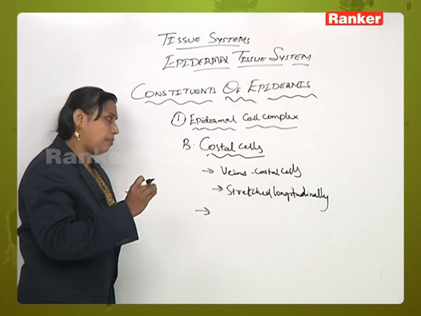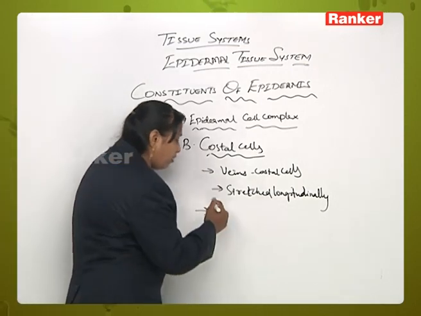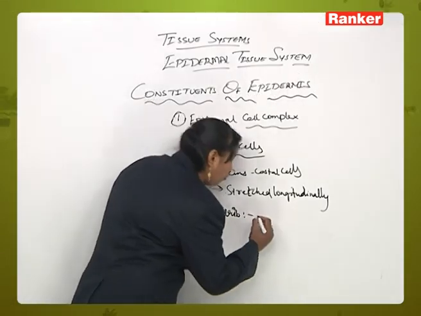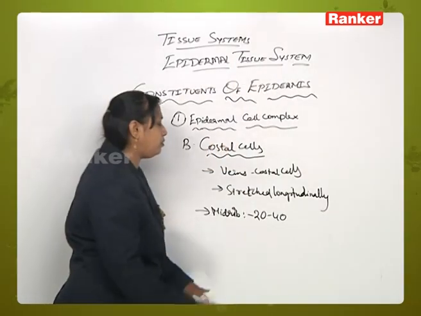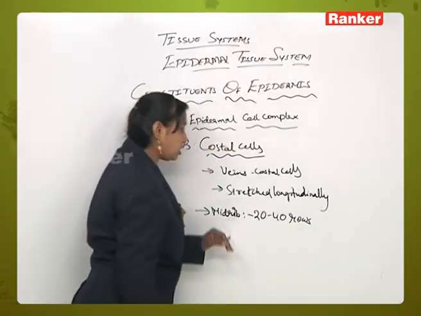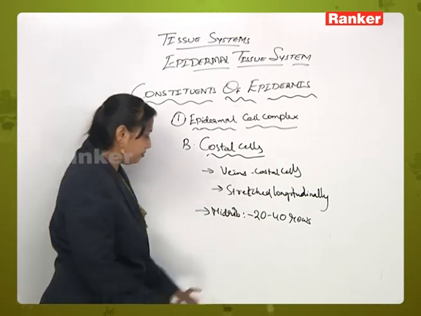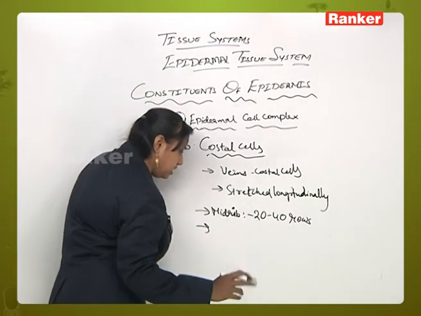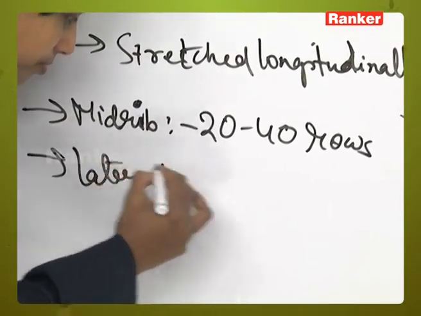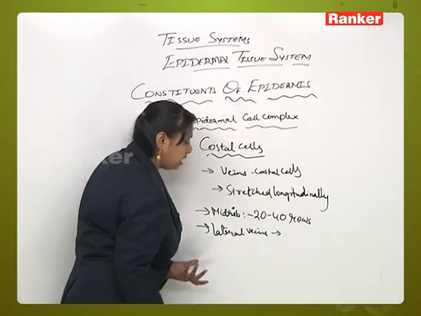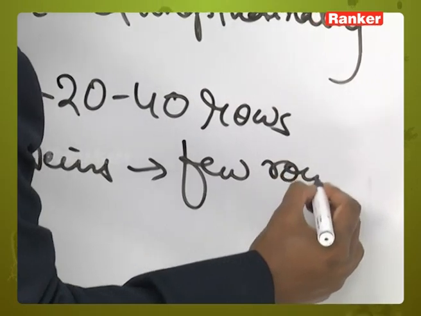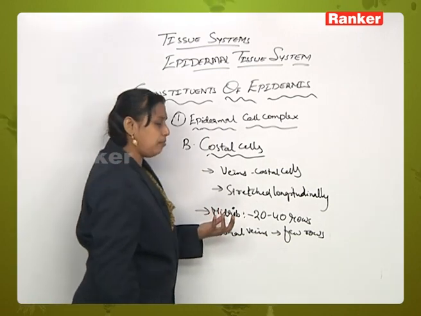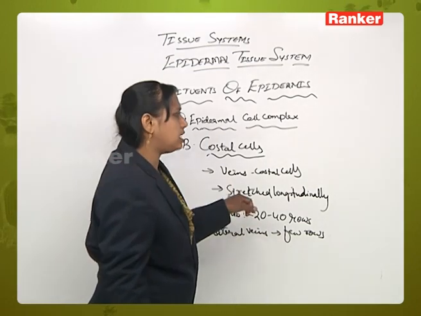If these costal cells are present on the midrib, they will be in 20 to 40 rows. If they occur in the lateral veins, you will see a few rows of costal cells. The rows will be a bit fewer, between 15 to 20. So in the midrib you will see a greater number of rows of costal cells.